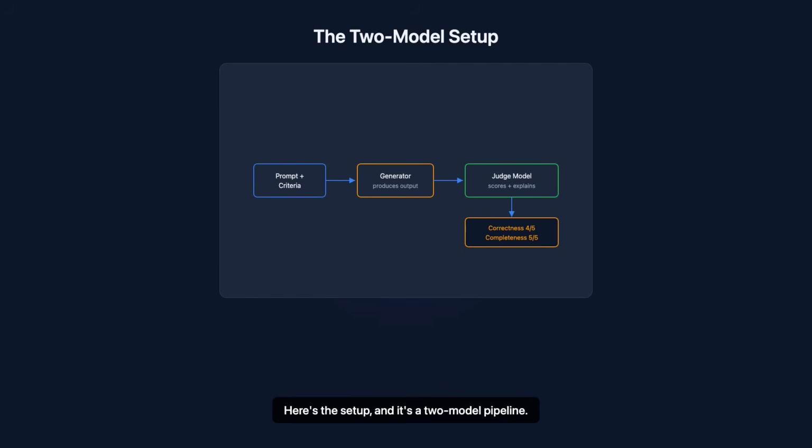Here's the setup, and it's a two-model pipeline. It starts on the left with your prompt and the criteria you want scored. That feeds the generator model, which produces the output you're actually evaluating. Then that output flows to the judge model, which does two things. It assigns a score, and it explains its reasoning. And that explanation is the part Amazon Web Services emphasizes. As the Bedrock docs put it, the judge scores each prompt and response pair and provides an explanation of how it scored it. So you don't just get a number like correctness 4 out of 5, you get the why behind it, which is what makes the result auditable.